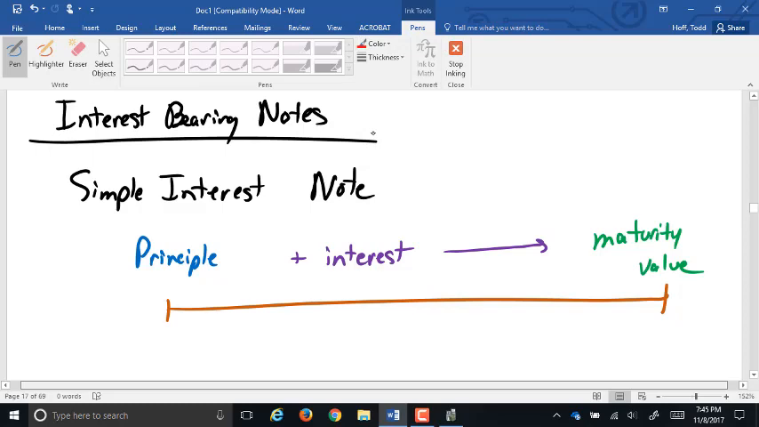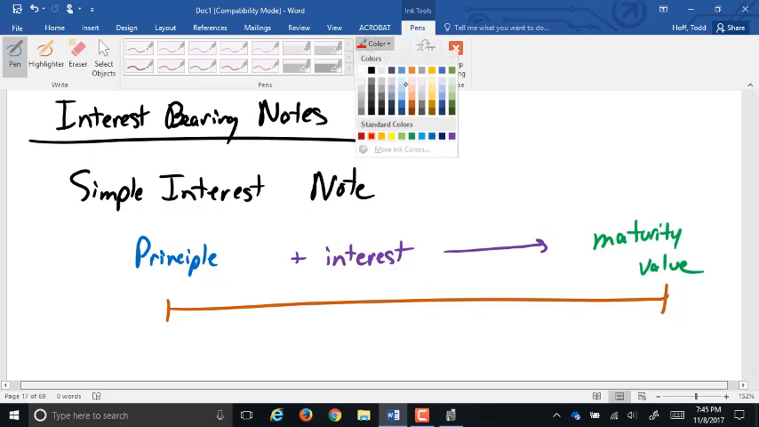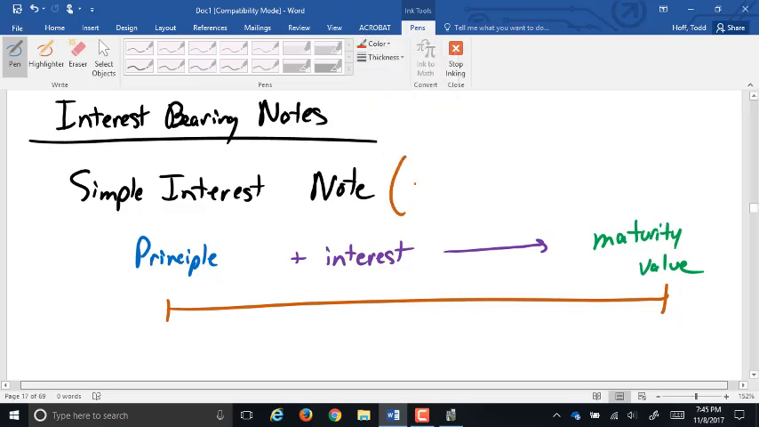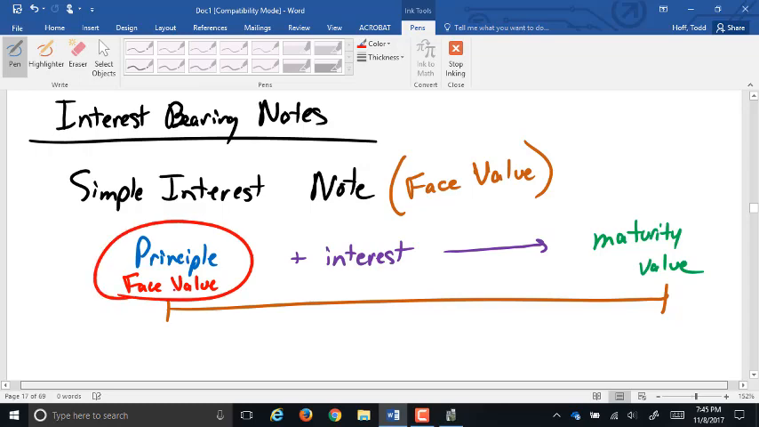Now, on every note, there is a stated face value. Like the one we just did, that was a $7,200 note because they borrowed $7,200. That's the face value. On an interest-bearing note, the face value is the principal.